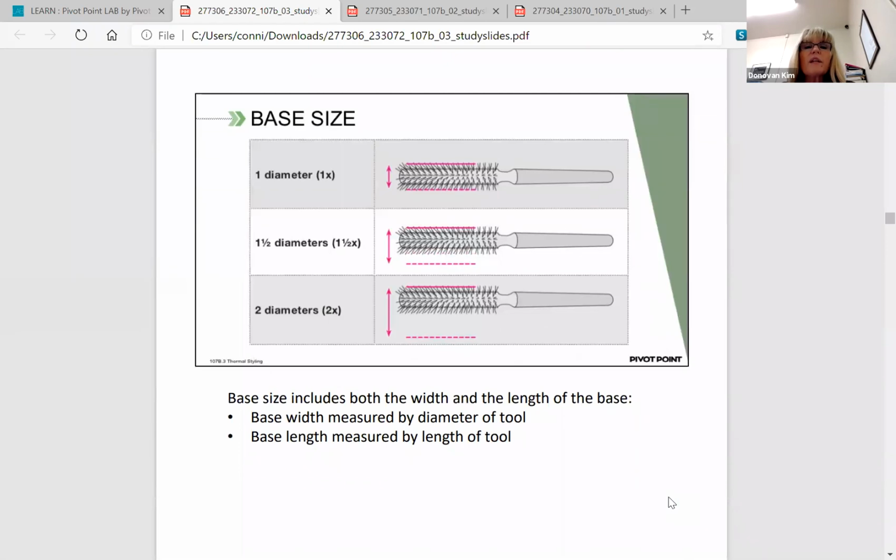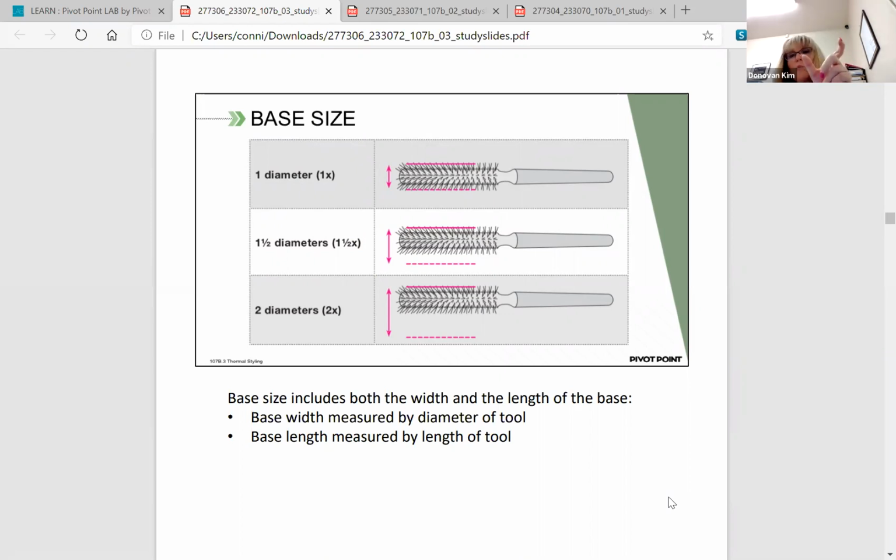So it's showing you that if you use a 1 diameter base size, you're taking the same amount of hair as the diameter of your tool. So if this is my head and this is my tool, I'm placing my tool like this, and my parting is going to be from the hairline to the back of the tool. That's 1. If it's 1.5, it's going to be my tool plus another half of my tool. And if it's 2, it's going to be 2 of my tools. And that gives us the diameters of our base size, right? So base width is measured by diameter of tool, and base length is measured by length of tool.